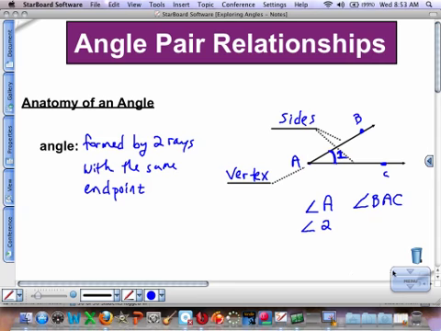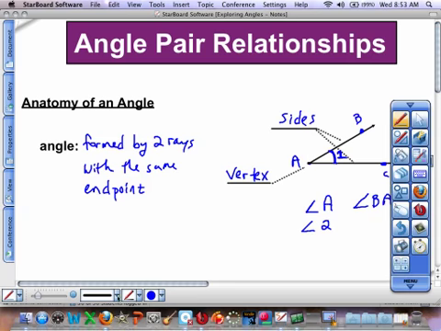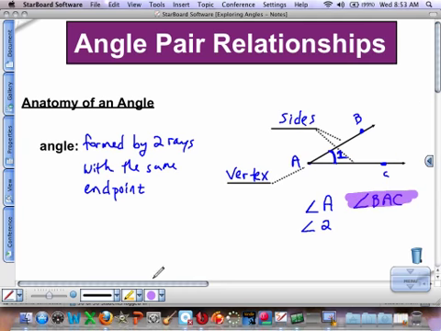So again, that is our preferred method for labeling our angle. Now, is BAC the only other name I could use for that? No. What else could I use? CAB. All right, so CAB and BAC are the same angle.